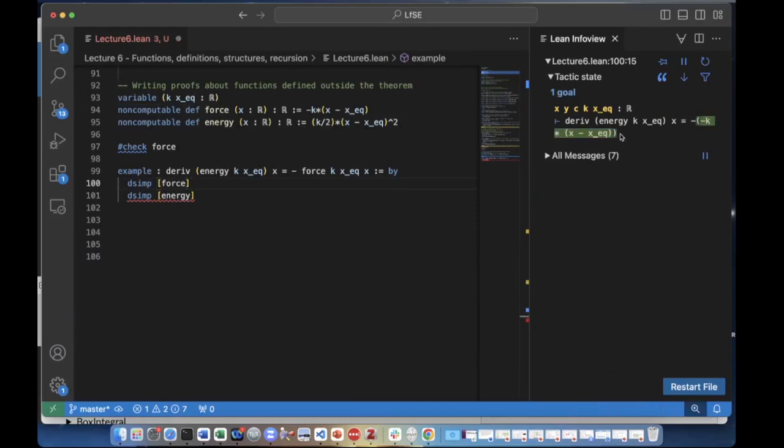If I look at this goal and I get my cursor over the whole thing, you can see the type of this is a real. I don't want this to be a function on the right-hand side. I want this to be an expression. So dsimp works. I want that to be the case.